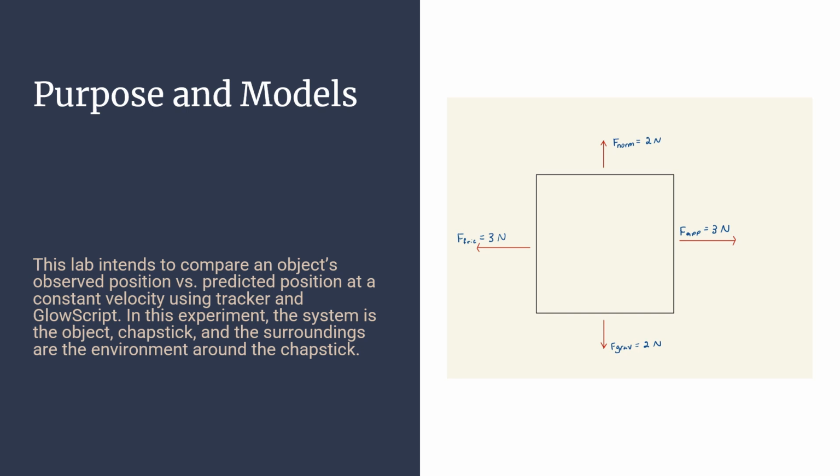In this experiment, the system is the object, which is chapstick, and the surroundings are the environment around the chapstick, such as the table that the chapstick was rolled on. This situation is modeled using this free body diagram, where the forces in the x direction, although opposite, have equal magnitude, and the forces in the y direction, although opposite, have equal magnitude, meaning that there is zero net force on the object.